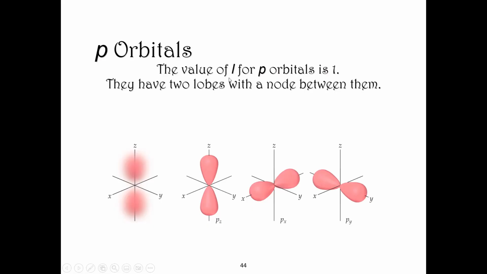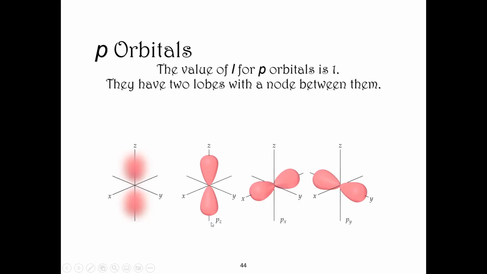And with these p orbitals, we're going to have an angular momentum quantum number L of 1 here. So that means the magnetic quantum number can be -1, 0, or +1. And that's why we've got 3 different orientations here. So that's why with the p orbitals, we're going to have 3 of them.